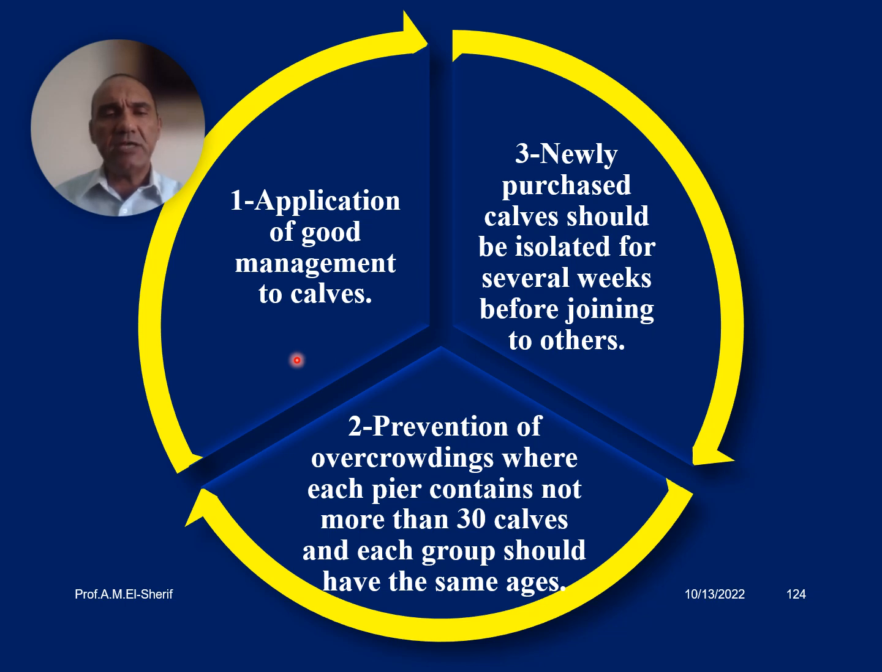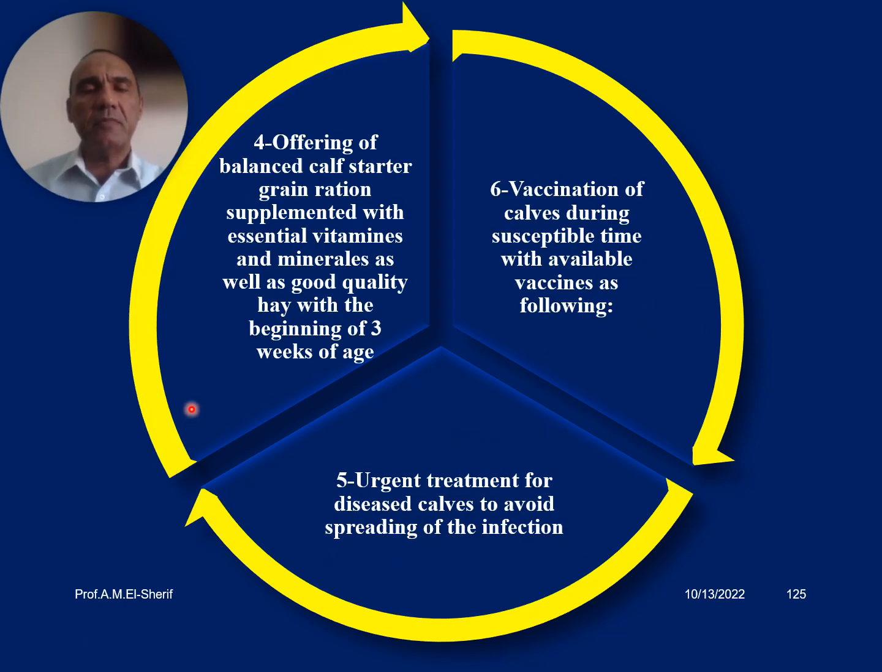Control of bovine respiratory disease complex. Number 1, application of good management of calves. Number 2, prevention of overcrowding, where each pen contains not more than 30 calves and each group should have the same ages. Number 3, newly purchased calves should be isolated for several weeks before joining the others, after application of the vaccines taken in the new area. Number 4, offering a balanced calf starter grain ration supplemented with essential vitamins and minerals, as well as good quality hay, with the beginning of the third week of age. Number 5, urgent treatment for diseased calves to avoid spreading of the infection. This is done after isolation.